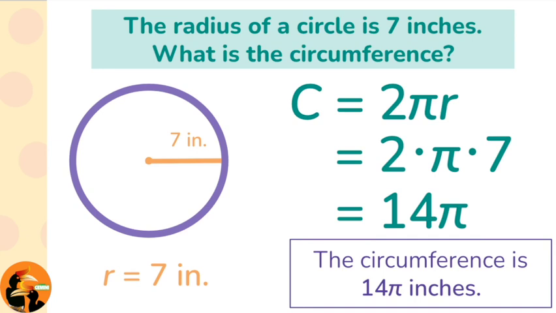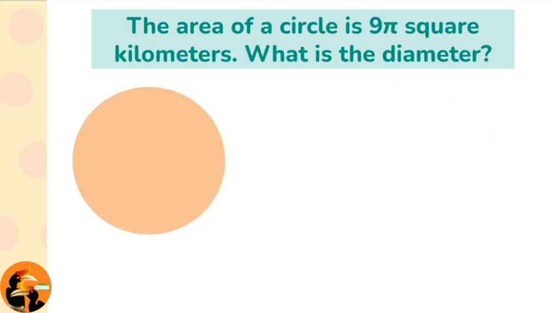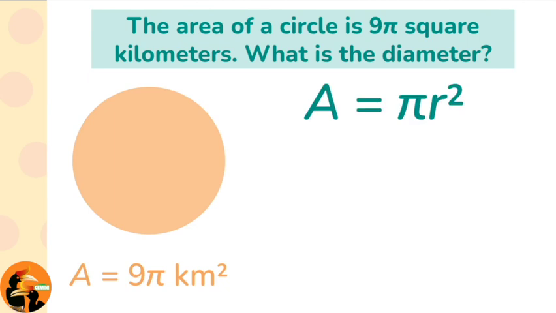Let's do another one. Here we're given the area of a circle and asked to find the diameter. We know that the area is 9 pi square kilometers. We also know that the formula for finding the area of a circle is pi times the radius squared. Let's plug in what we know and solve for the radius. Then we can use that to find the diameter.